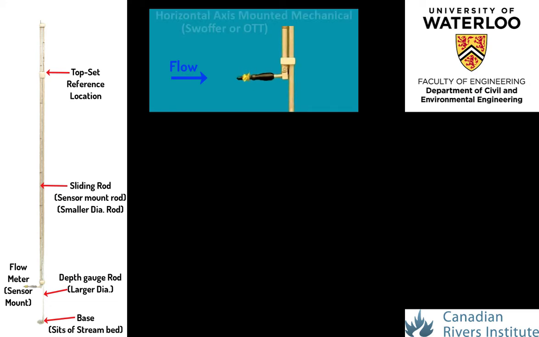Shown here, the Swoffer is a flow meter which rotates about a horizontal axis and is pointed into the direction of flow. These types of flow meters are rugged, can be relatively inexpensive, and typically range between 2 to 5% in measurement error. Another common type of horizontally mounted flow meter is the Price meter.